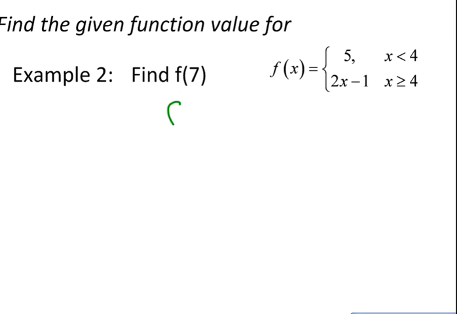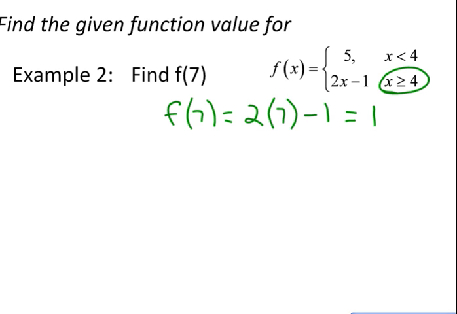f of 7. 7 is greater than or equal to 4, so we're going to use that equation, 2x minus 1. So f of 7 is 13. 14 minus 1 is 13. So again, you determine which equation you use based on the boundaries. x is less than 4, x is greater than or equal to 4, then use that equation accordingly.